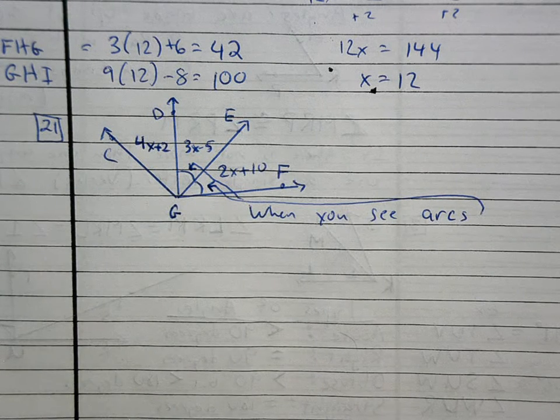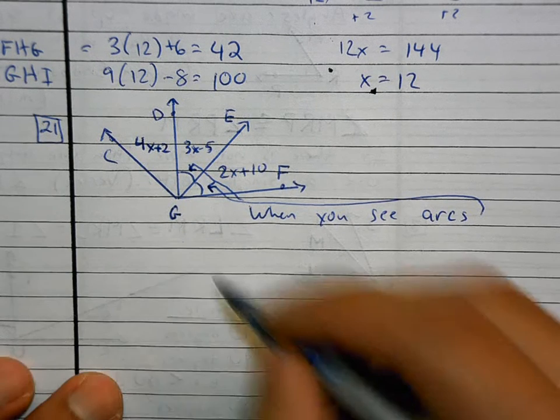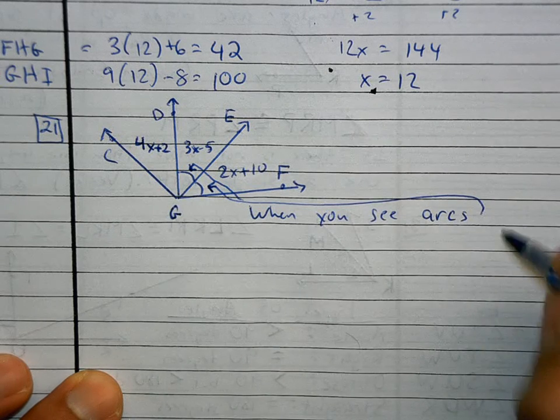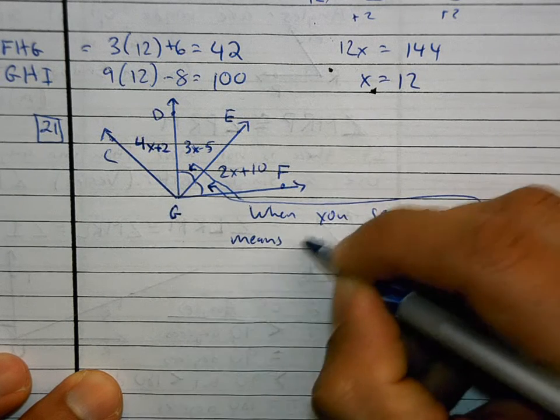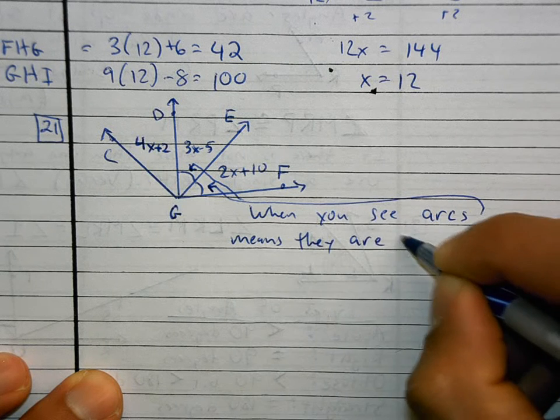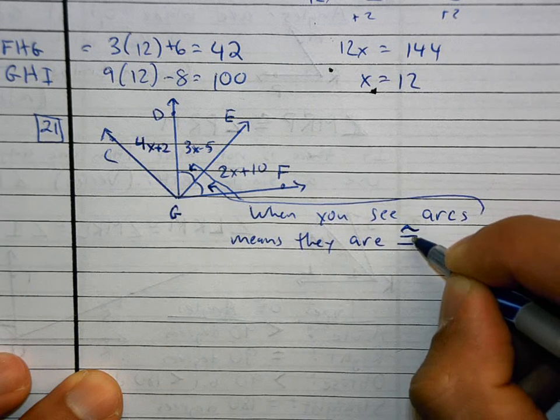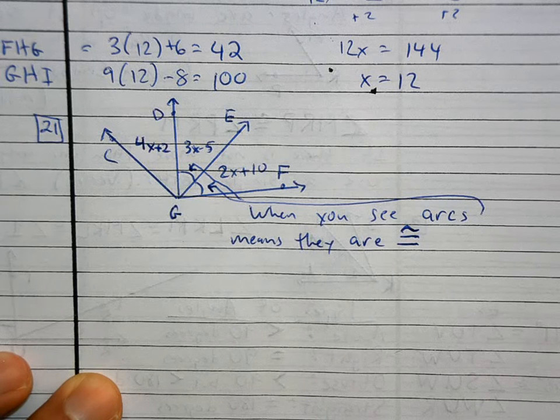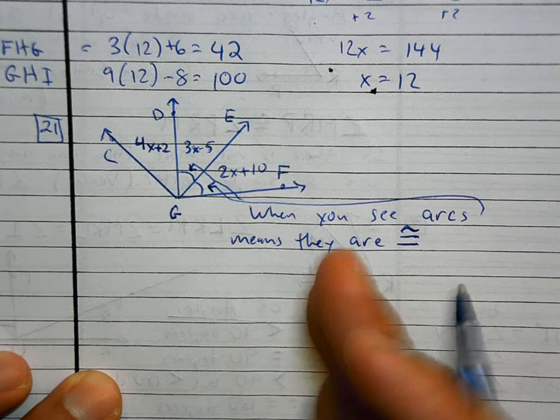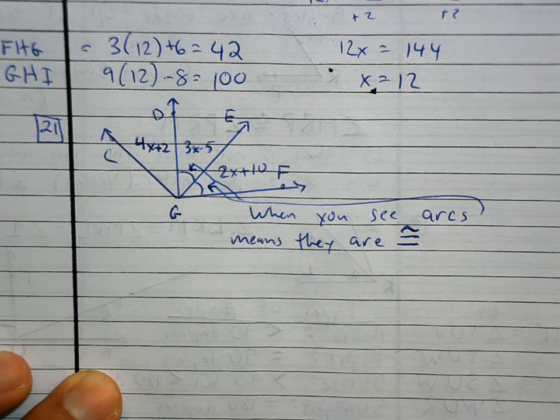A single arc and a single arc means those two angles are congruent, and I'm going to use the symbol for congruent. If you want to write out the word, go ahead and write out the word. When you see those arcs, they are congruent. If two double arcs are the same as each other, then they are congruent to each other. A double arc and a double arc means those two are the same. If you see a triple arc and a triple arc, they are the same as each other.